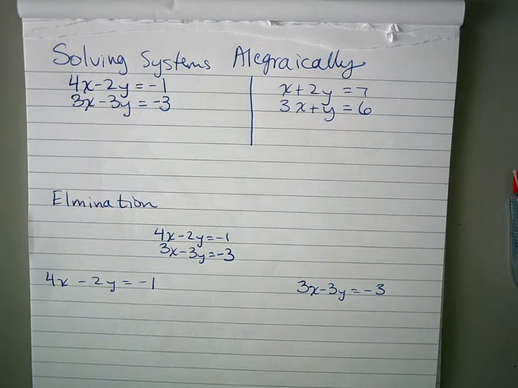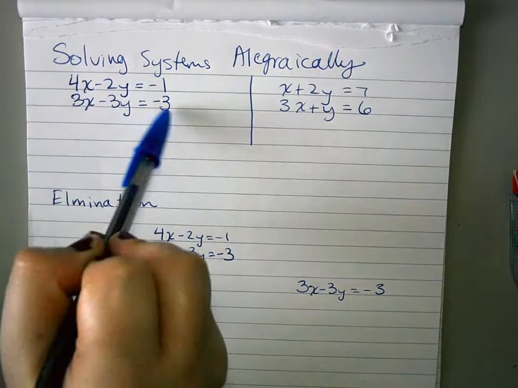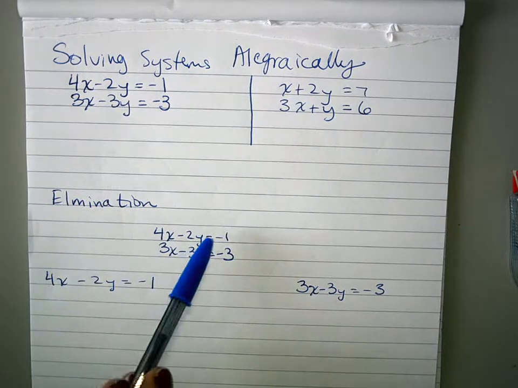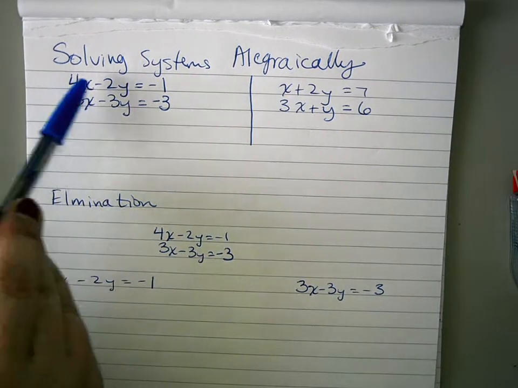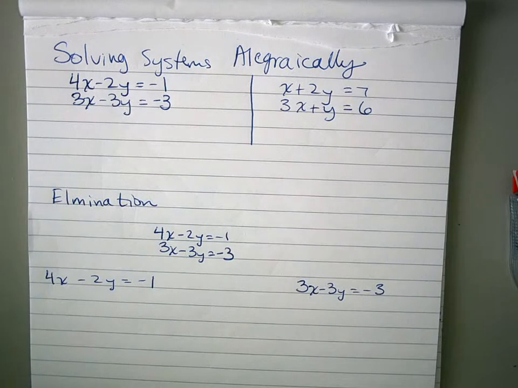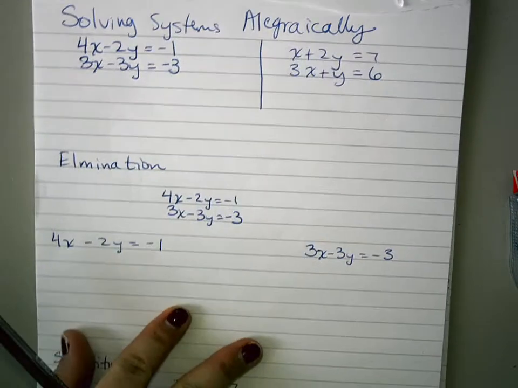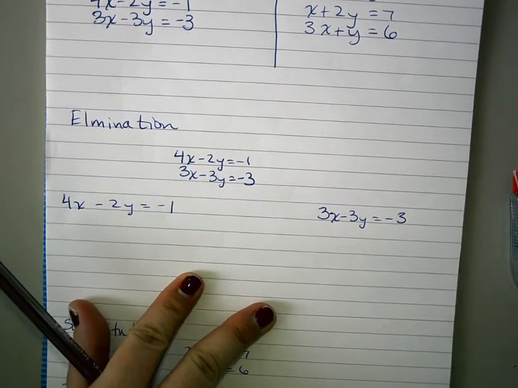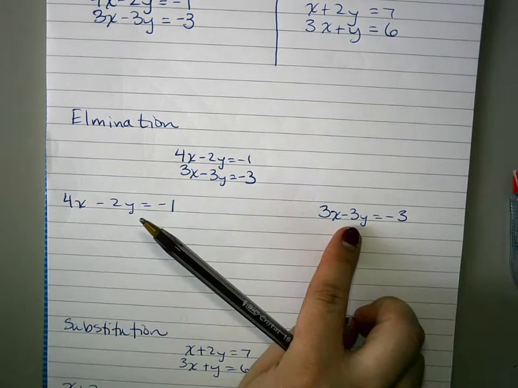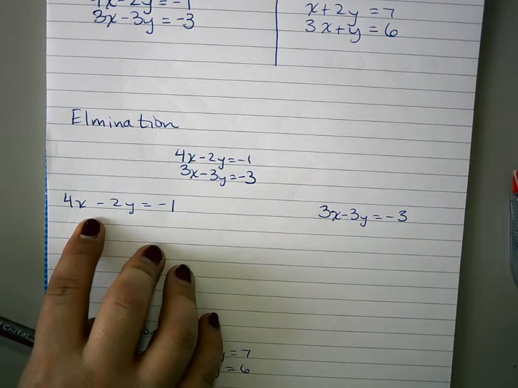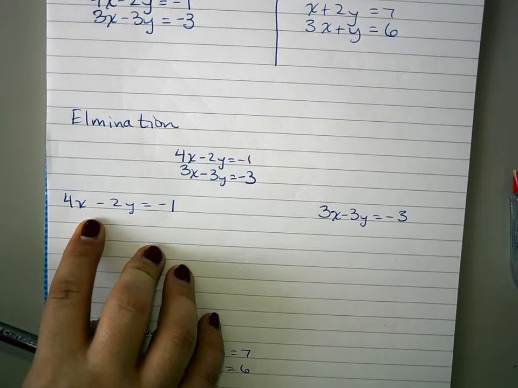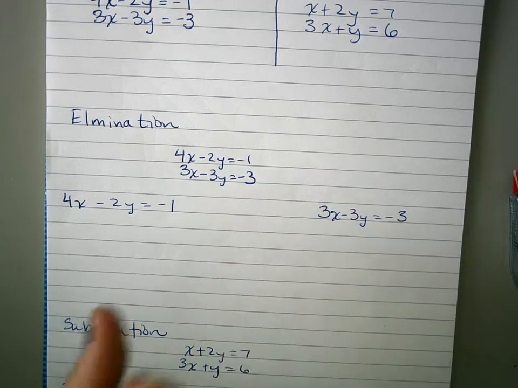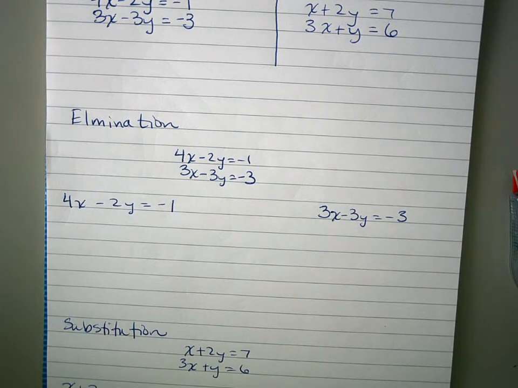Here we have the system 4x minus 2y equals negative 1, 3x minus 3y equals negative 3. We're going to solve this by elimination because each of the variables has a coefficient, and so elimination is a better process for this. Now I've written out the system separately because we're going to have to rewrite each of the equations in order to combine them, in order to eliminate a variable.